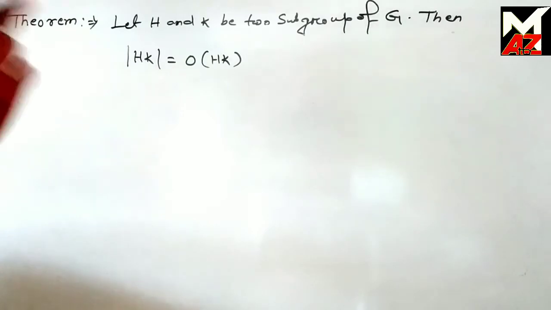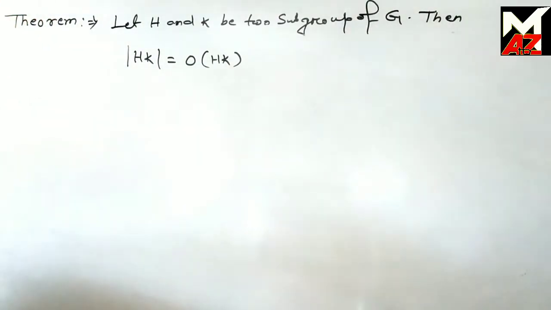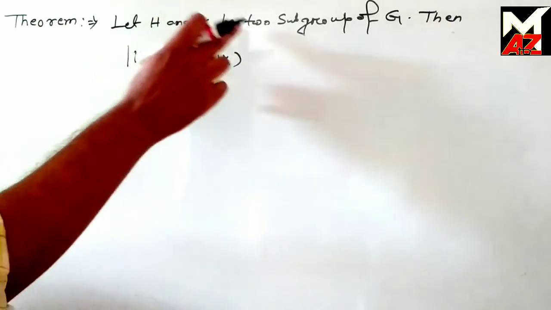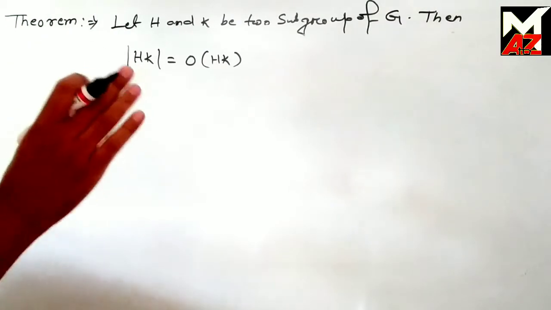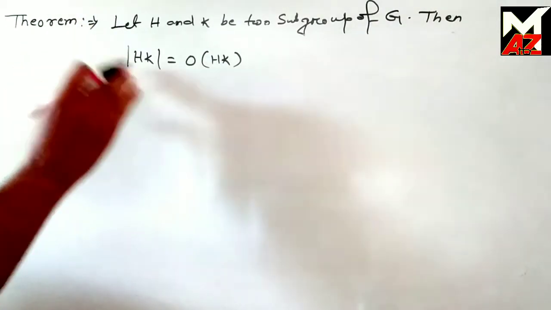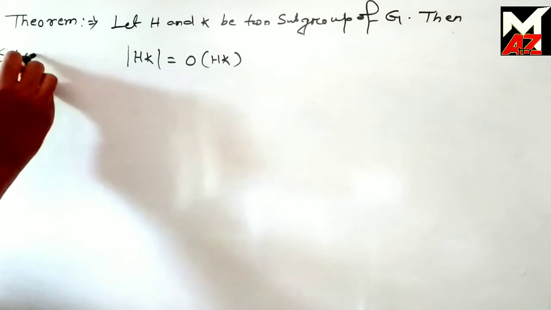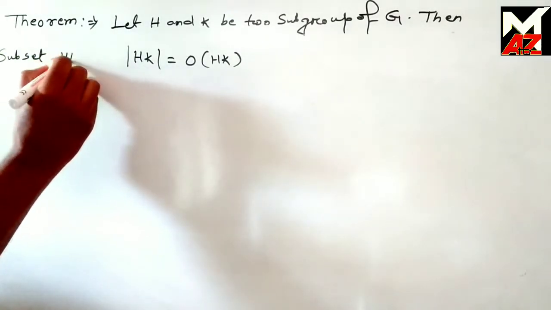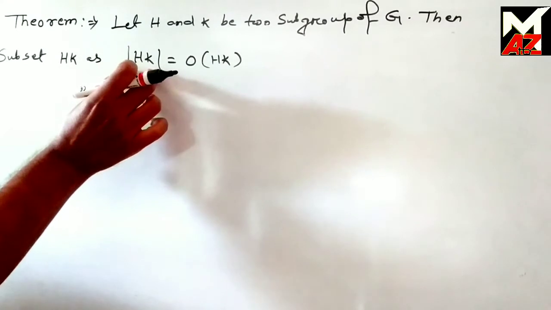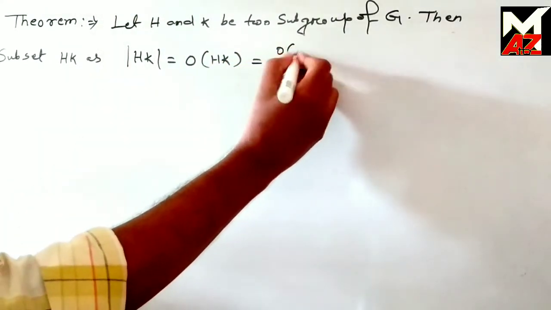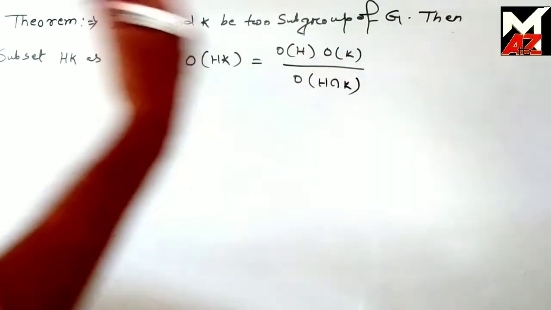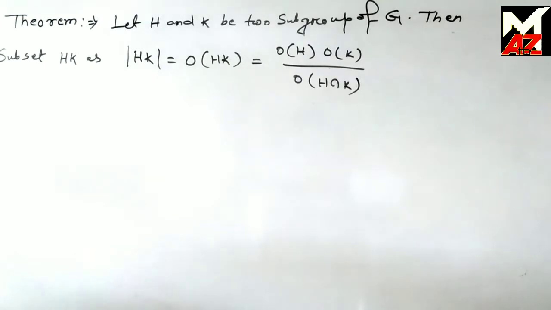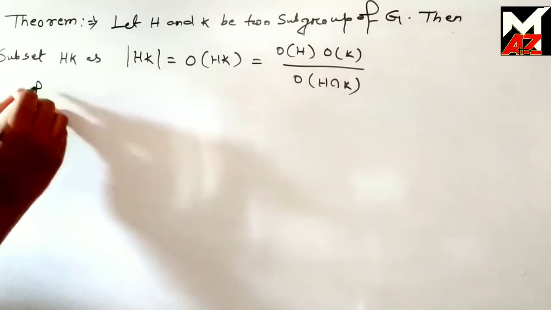So we also state a theorem: let H and K be 2 subgroups of G, then the subset, not subgroup, the subset HK has order of HK equal to order of H into order of K by order of H intersection K. Okay, this is also an important theorem. Now we go to the proof of this theorem. Proof.